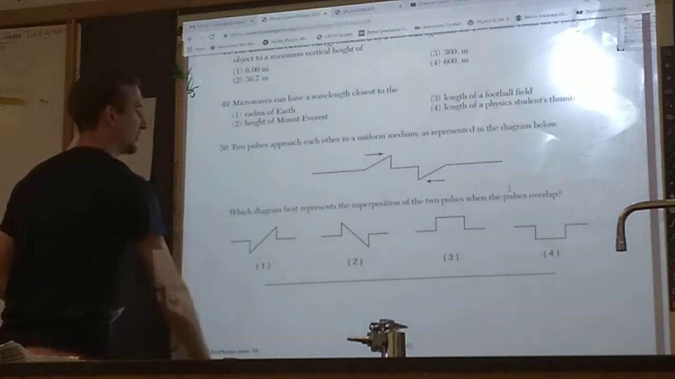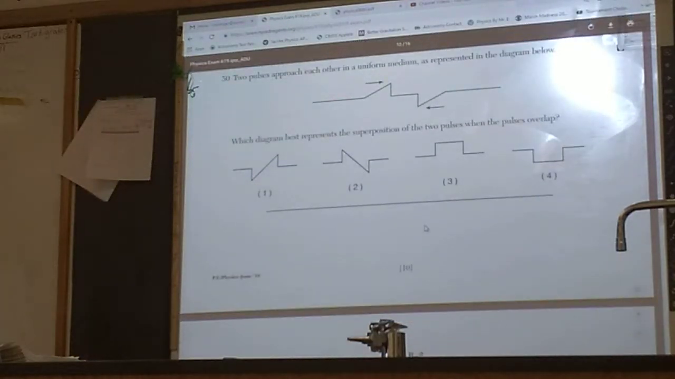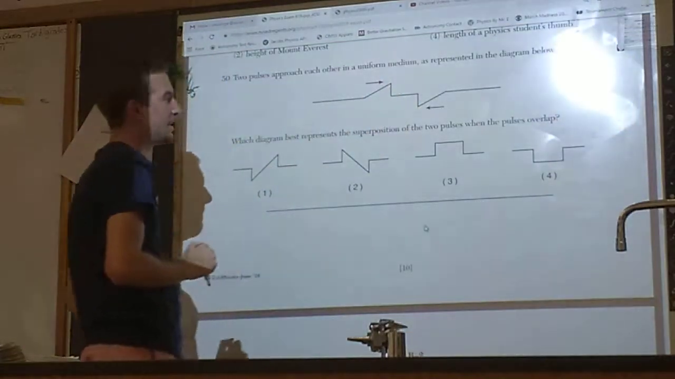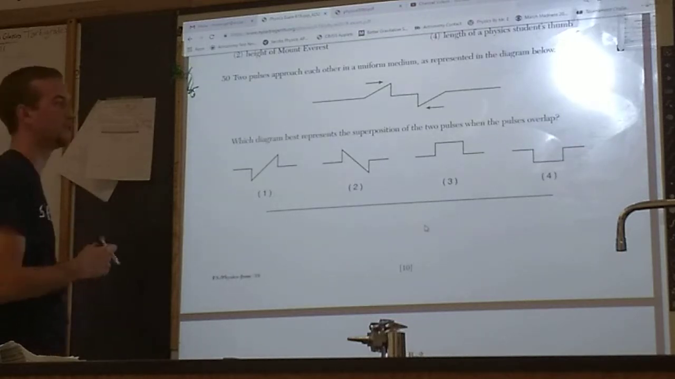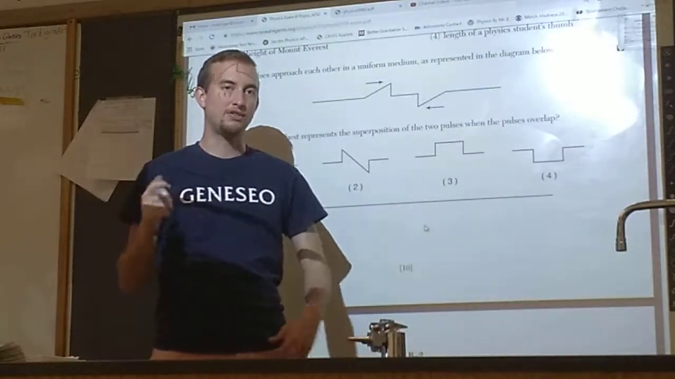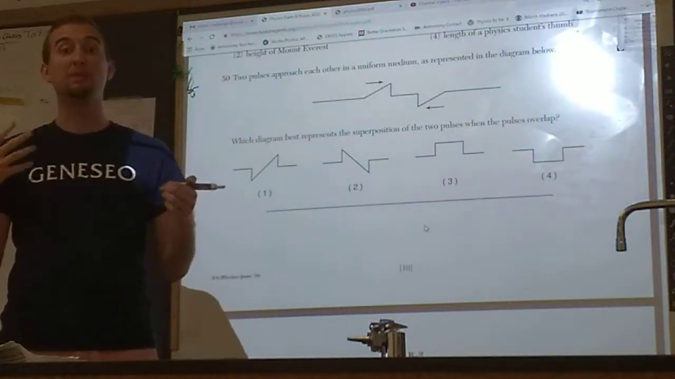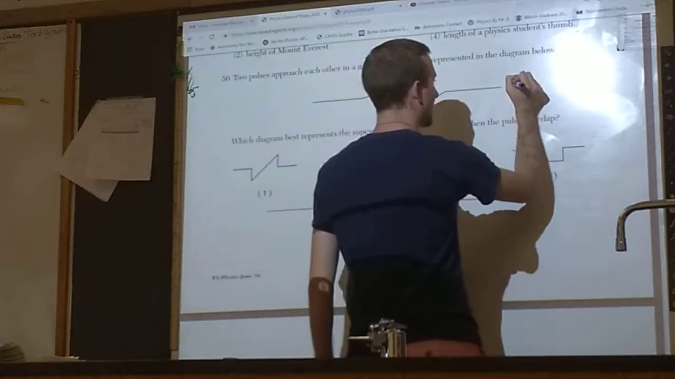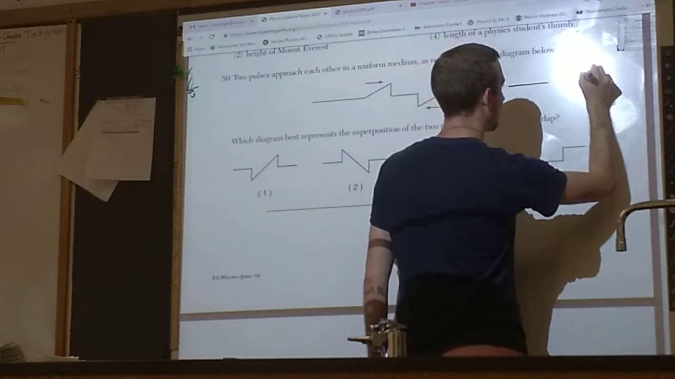Last multiple choice question, a good superposition interference question. We have two pulses approaching each other in a uniform medium as represented by the diagram below. Which diagram best represents the superposition of the two pulses when they overlap? Now the thing to remember with this is that when two pulses are overlapping, you simply have to add the displacements at each point, and that will give you the shape. It takes a little bit of practice, but here is what these two pulses would look like.